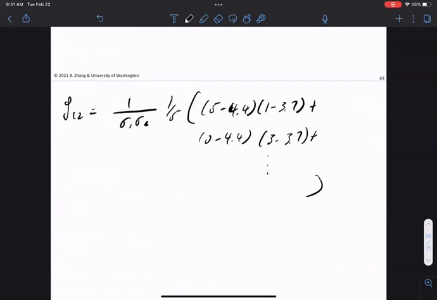3 minus 3.7. Do all this for five of them, you get 0.77. Okay, so this will tell you this thing is fairly correlated. Right, the two things are correlated. Okay, so this is very close to one. So these two are fairly correlated.